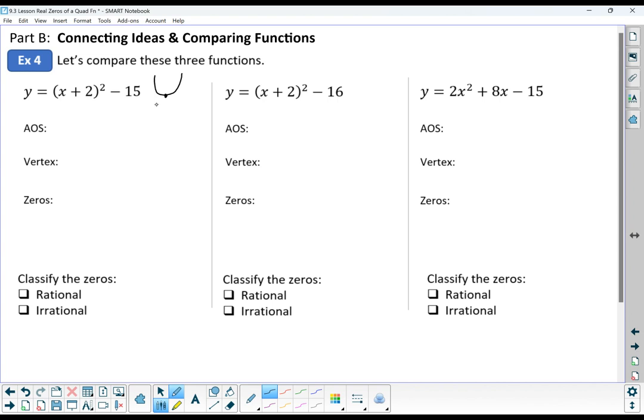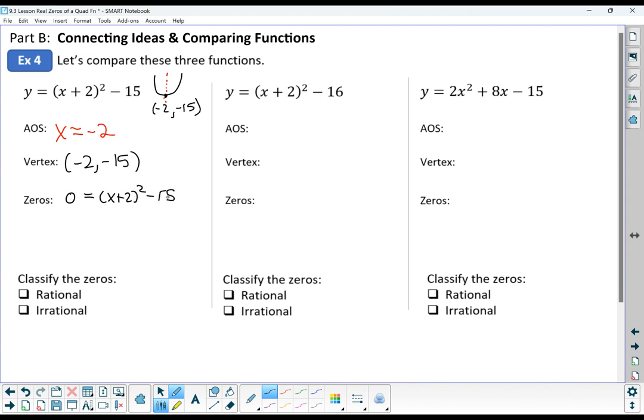So for our first one, this is a parabola that opens upward, and it has a vertex at -2, -15. So the axis of symmetry of this parabola is x equals -2. And I already found the vertex on my little drawing up there. It's -2, -15.